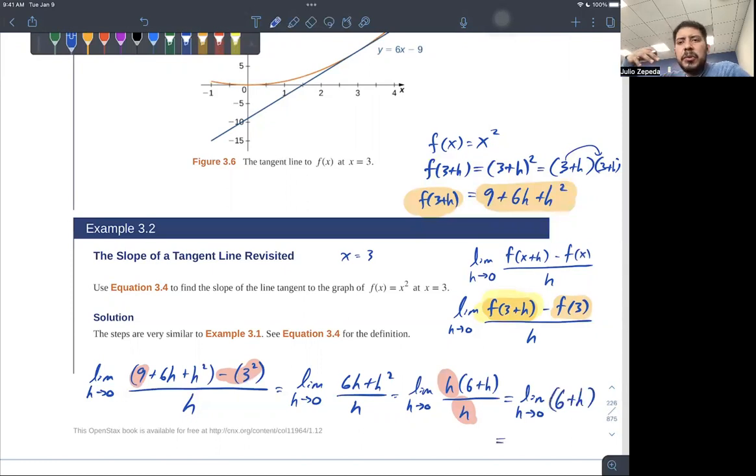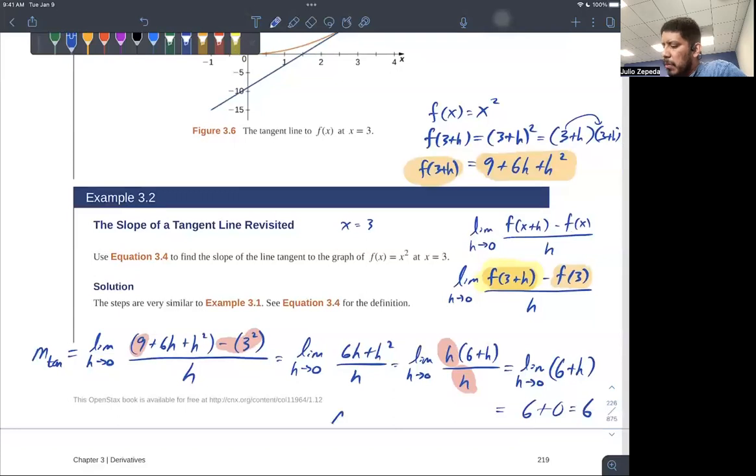Now we can do the actual limit. If we let h go to 0, then we get 6 plus 0, or just 6. Notice that this entire time, this limit represents the slope of the tangent line. And so what we got is that the slope of the tangent line is equal to 6. That's exactly what we got before. We could find the equation of the line in the exact same way.